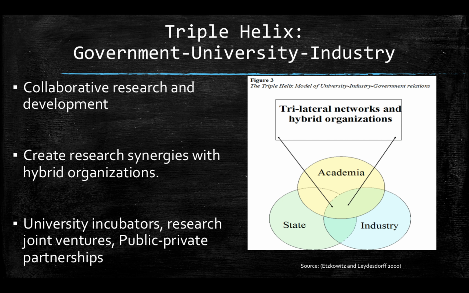Now, of late, people have been talking about the notion of a triple helix, where the mainstream innovation agenda has come together in some sense, rather than looking at it separately as government, university, and industry. The triple helix model talks about how we can do research and development in a very collaborative fashion that leverages the kind of synergies of involving these three entities: government, university, and industry.